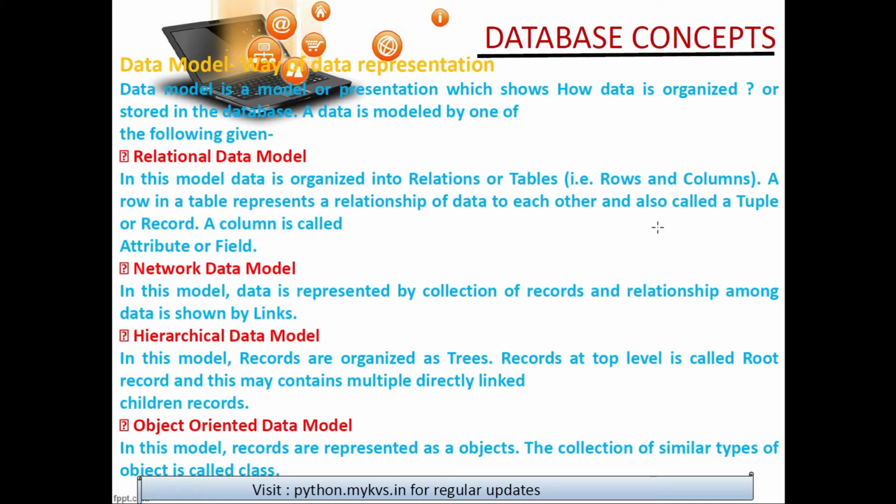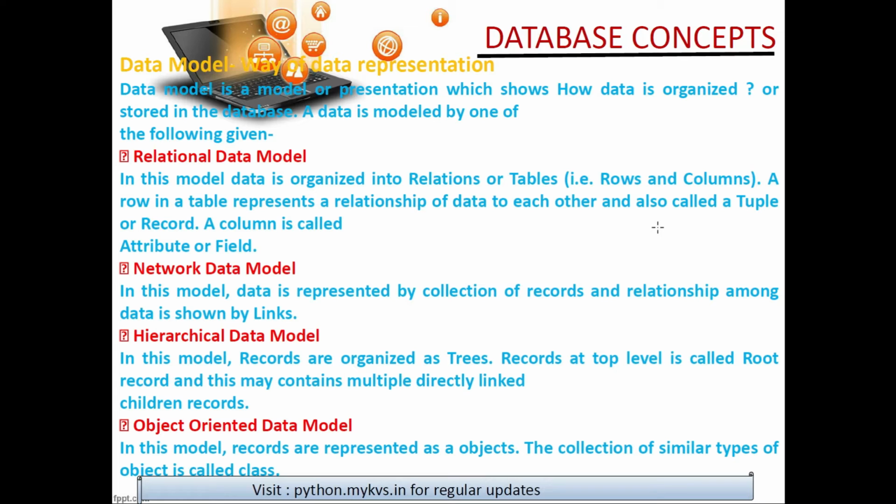Fine. Now next, network data model. In this model, data is represented by a collection of records and the relationship among data is shown by links. So some link has to be created in that case. If you are using that particular link, you will be able to connect two different systems or two different databases. Okay, hierarchical data model. What is this? In this model, records are organized as trees. Records at the top level are called root records, and this may contain multiple directly linked child records.